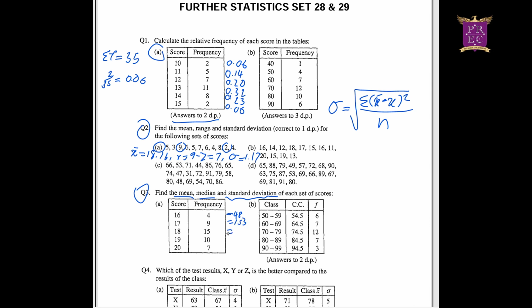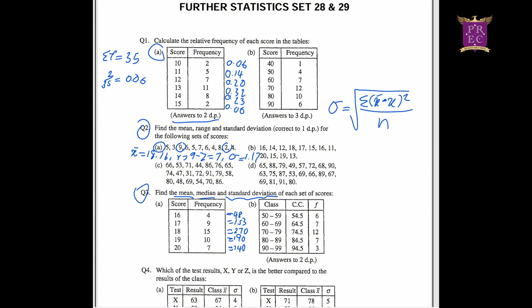18 times 15 gives us 270. 19 times 10, 190. 20 times 7, 140. Add these all up and see what you get, and then add the frequencies up. 25 plus 7, 32. 32 plus 9, 41. 41 plus 4, 45, okay?